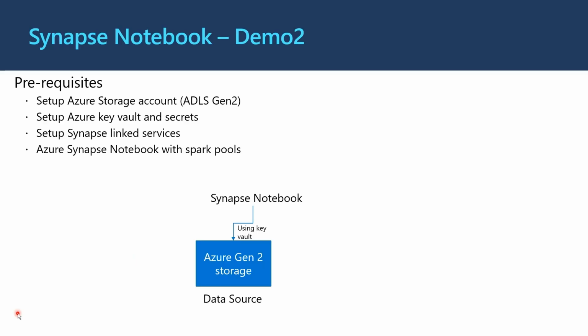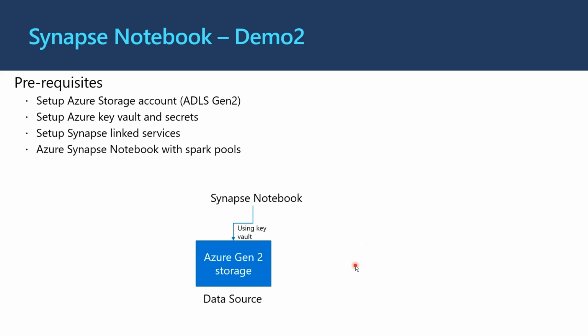Let's talk about demo 2. In this demo, we are going to talk about how to use Azure Key Vault as part of your Synapse notebook. Let's discuss the use case before we see it in action. Here I have set up a sample Synapse notebook, which is reading a file from a data lake storage. This Synapse notebook is accessing the data lake storage using the storage account keys stored in Azure Key Vault.